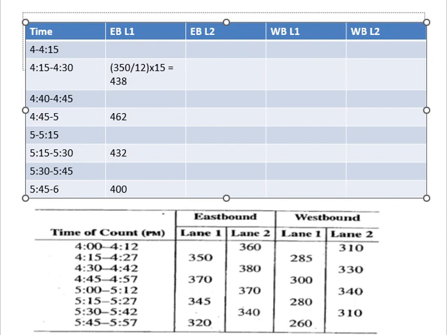Okay. Lane 2. 450. 475. 462. 356.25. 375. 350. 387.5. 412.5.